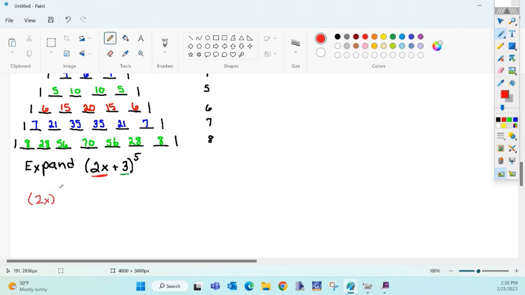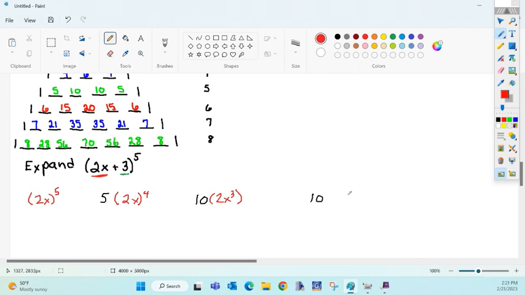2x to what power? 5th power. We're going to go down, and I'm going to leave a little space, and it would be 5, not 10x, we're going to stay with the 2x. 2x to the 4th power, and then we're going to leave a little space, and what number comes next? 10 times 2x to the 3rd. And then the next one is another 10.